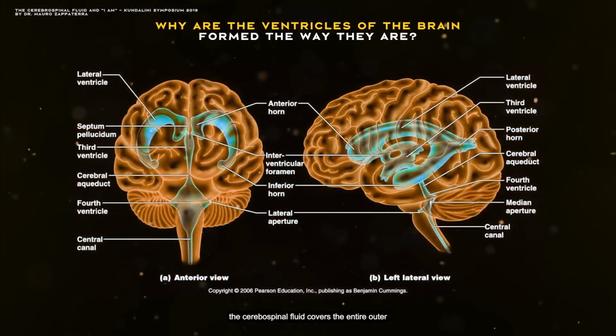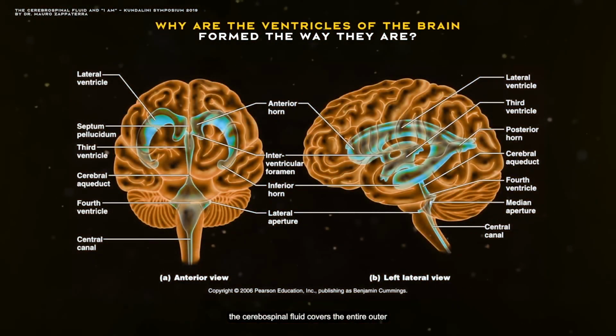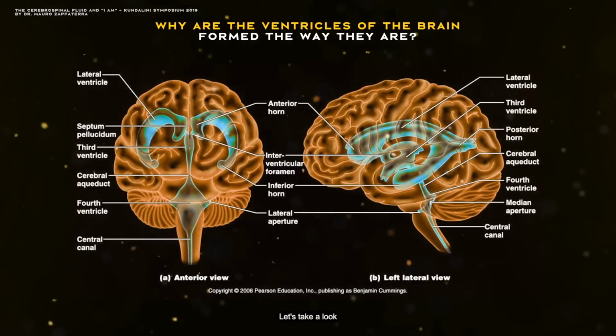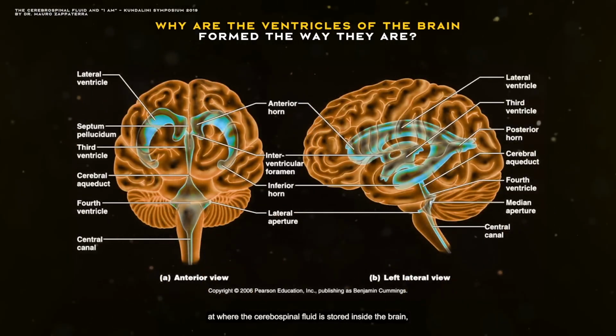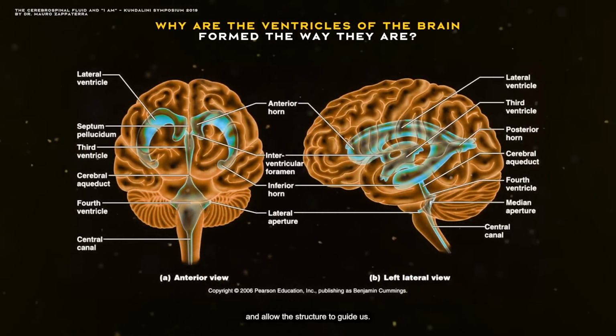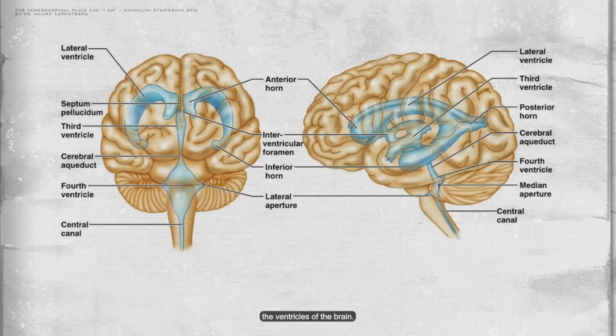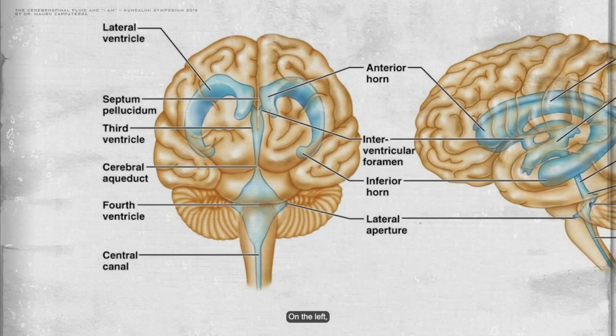As I mentioned, the cerebrospinal fluid covers the entire outer surface of the brain. Let's take a look at where the cerebrospinal fluid is stored inside the brain and allow the structure to guide us. It is stored in what's called the ventricles of the brain. These are fluid-filled spaces. On the left, you see an image of the brain as if it's looking towards you. The blue is where the cerebrospinal fluid is held.